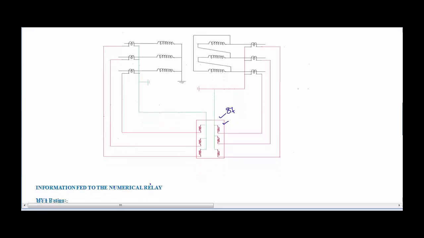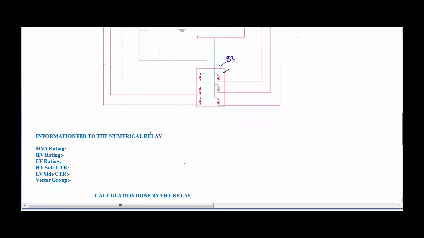And the circuit is quite simple as compared to the previous one, or the traditional differential protection circuit, but since this is a microprocessor based relay, we are supposed to give a large amount of information to the relay regarding the transformer. So let us see what are the primary informations that are to be given to the relay. Regarding the primary information, these are all the informations that we have to give. And the first one is the MVA rating of the transformer.